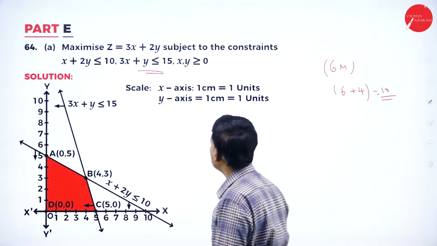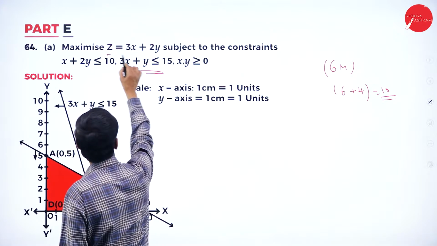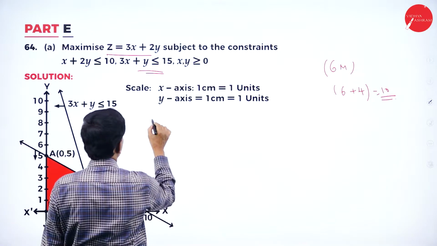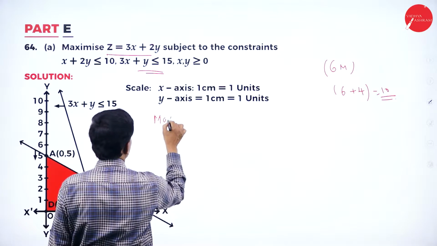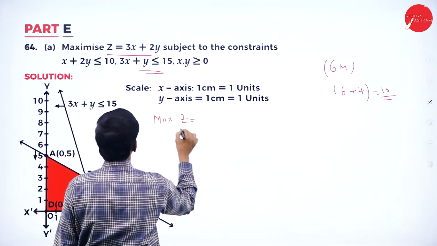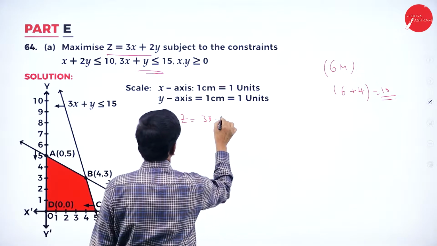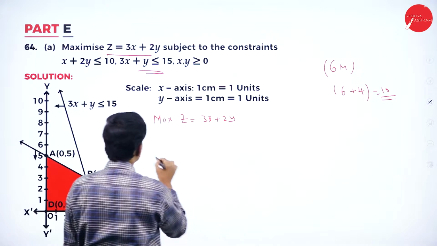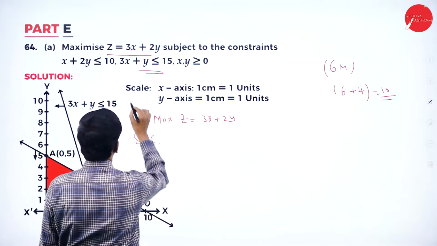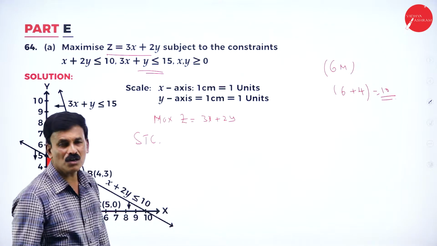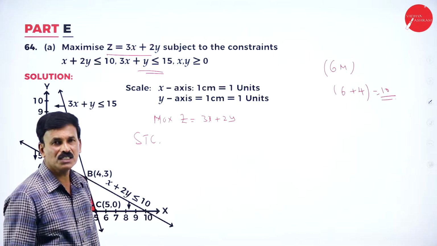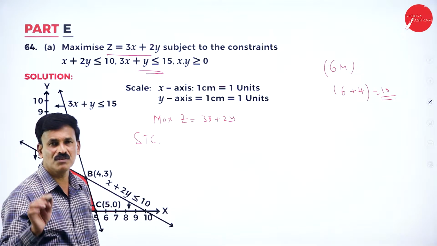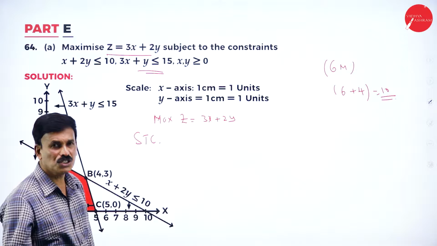Now, let us convert this. This is the objective function. What is the objective function? The objective function here is max z. You have to maximize. Max z is equal to 3x plus 2y, subjected to the constraints. These are the constraints. Now, convert these inequalities into equalities.